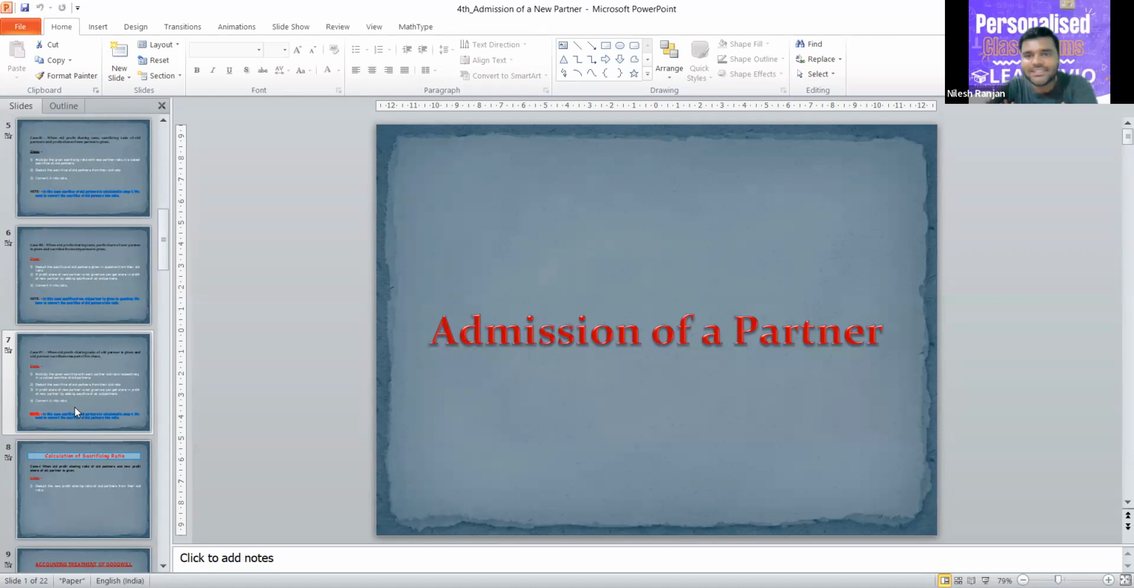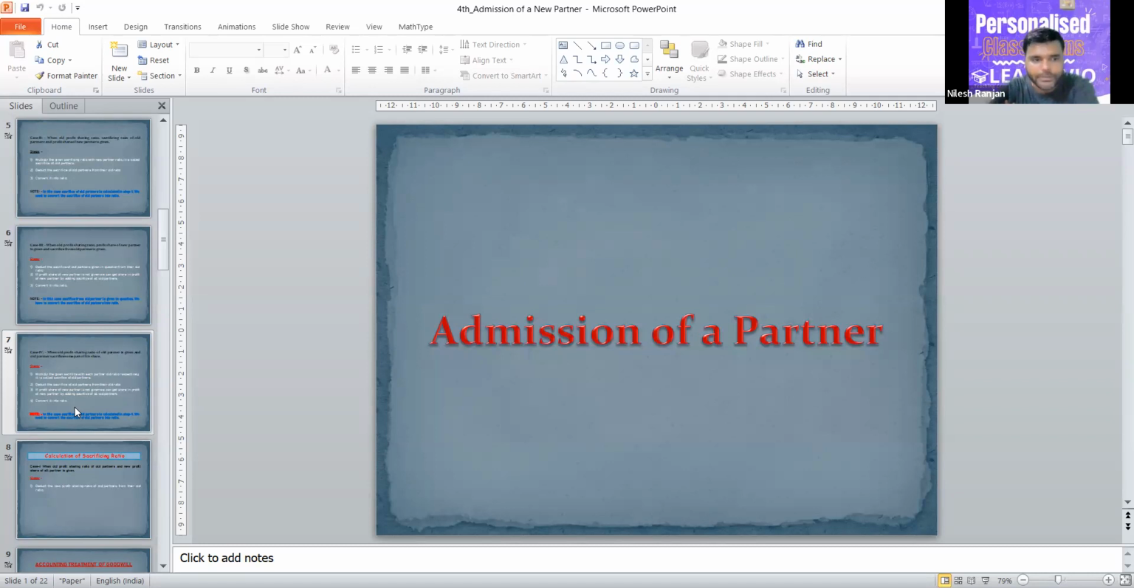About these two cases, what we do in these two cases. So in case one, we'll have to prepare the revaluation account and the partner's capital account and everything. But in case two, we'll have to prepare revaluation account and memorandum revaluation account, in which all the entries will be done in the opposite way from the revaluation account.